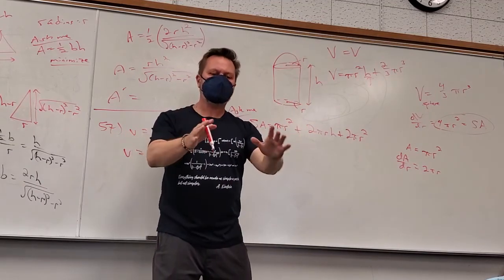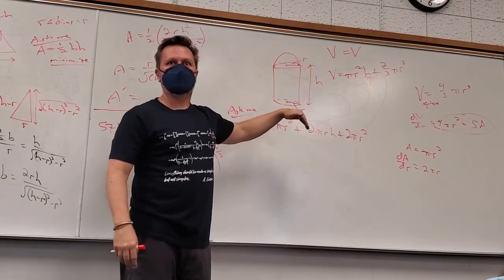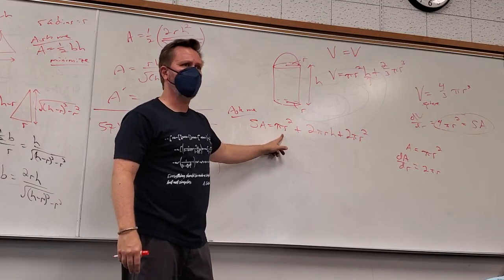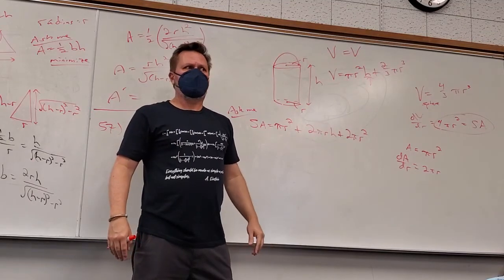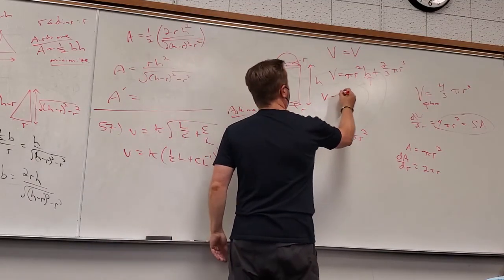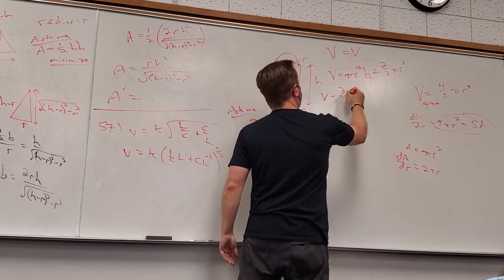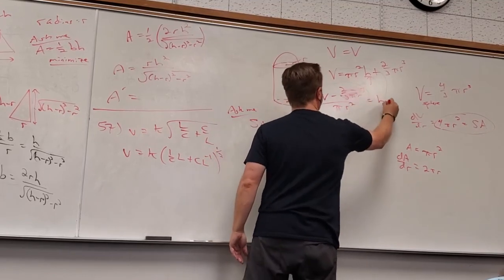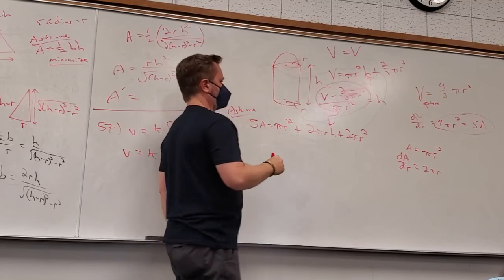I want you to please differentiate this. Isn't that going to have a lot going on? Is the derivative really going to be difficult? No. It's just going to have a lot of stuff thrown around, right? I love you guys so much. So V minus 2/3 pi r cubed, divided by pi r squared, is H. Take this, throw it in.